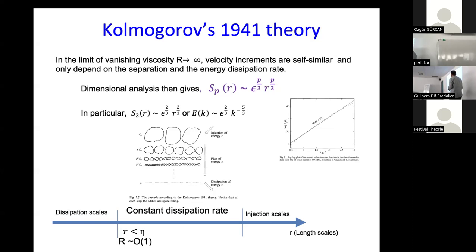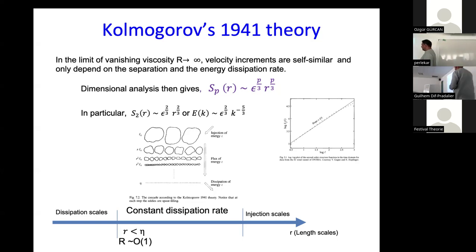In particular, what many people look at is the second order structure function, which is the velocity difference squared. And that typically scales as epsilon to the power 2/3, r to the power 2/3 in this simple theory. And correspondingly, the energy spectrum scales as k raised to minus 5/3. I don't think it's very visible here, maybe it's visible on that screen. If you look at the second order structure function over several decades, the scaling is r to the power 2/3.